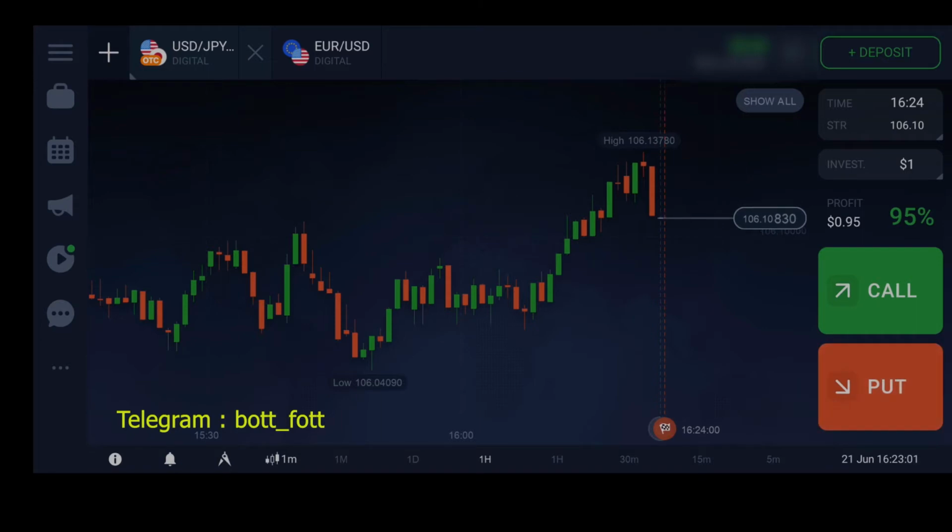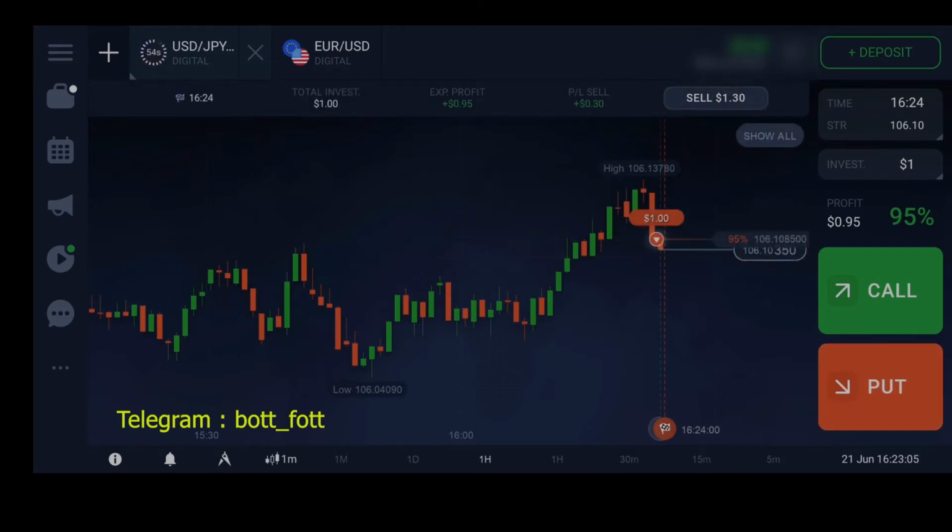Okay, so I took a put option here. Yeah, there's some kind of delay, so I took a put option here. I'll just explain in a bit. Let's wait for a few more seconds.